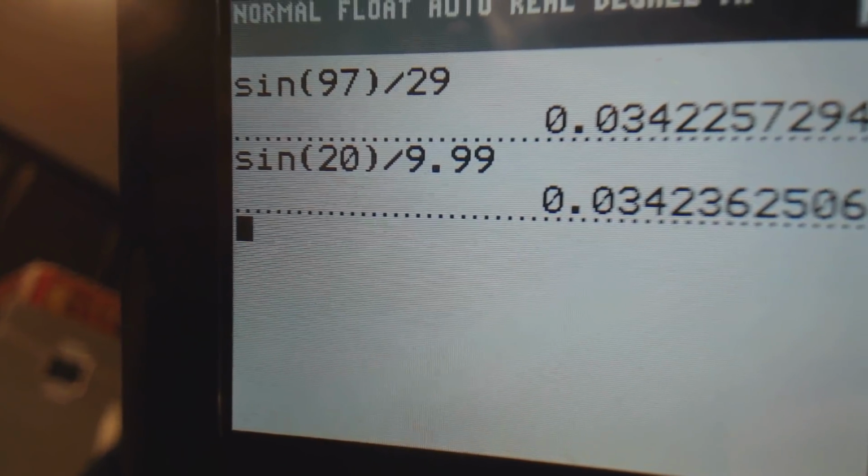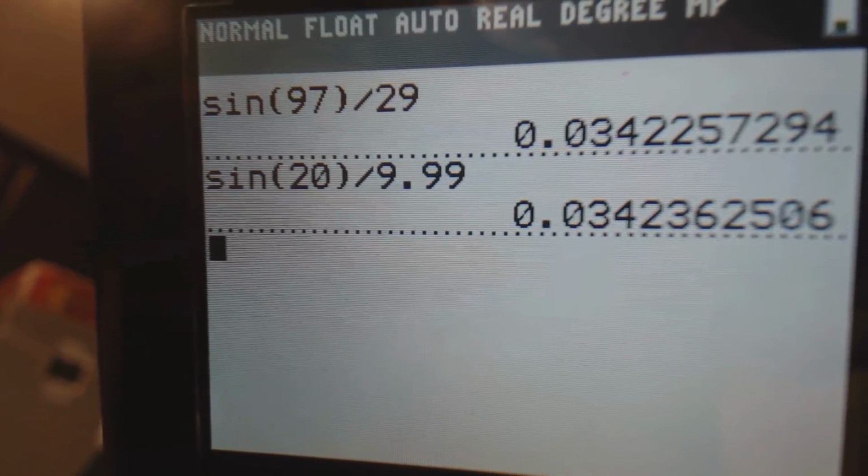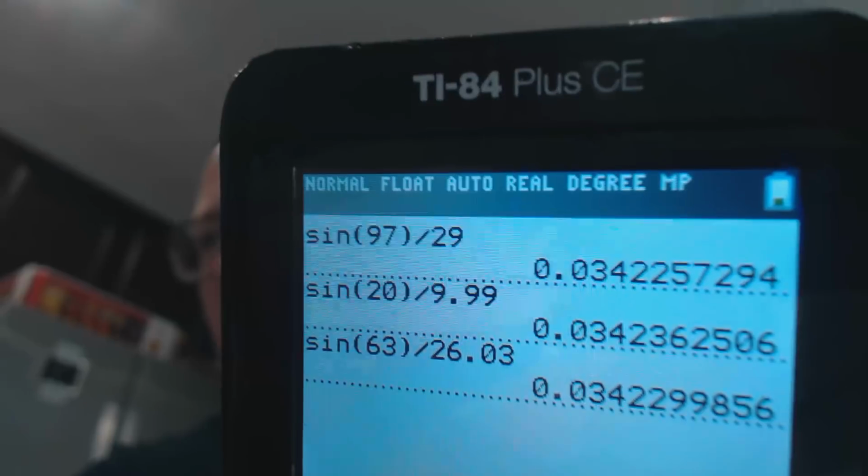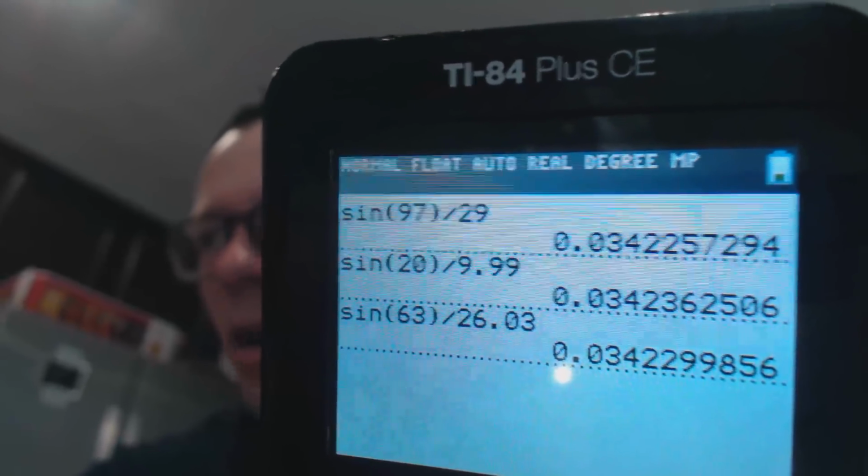Okay. And then finally, the other side was 26.03. So look, it was sine of 63 over 26.03. See that? Now if we're right, that should be about the 0.034 as well. And look, 0.034. So that is the law of sines in action. See how they're all the same ratio? That is the law of sines. Any triangle you want, sine of A over A equals sine of B over B equals sine of C over C.